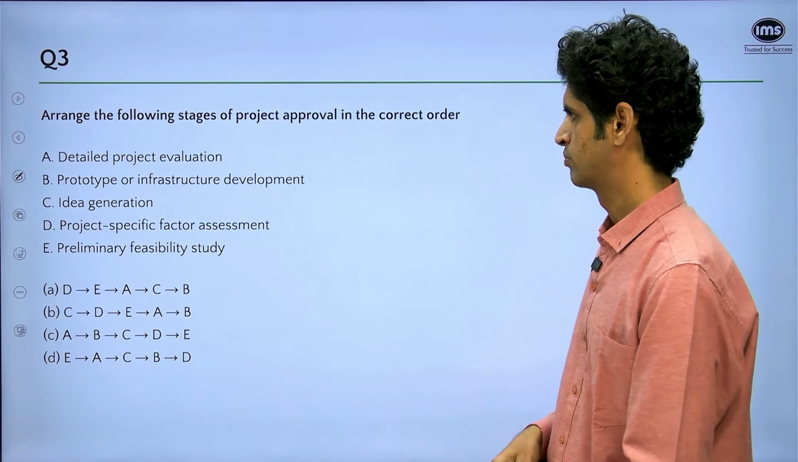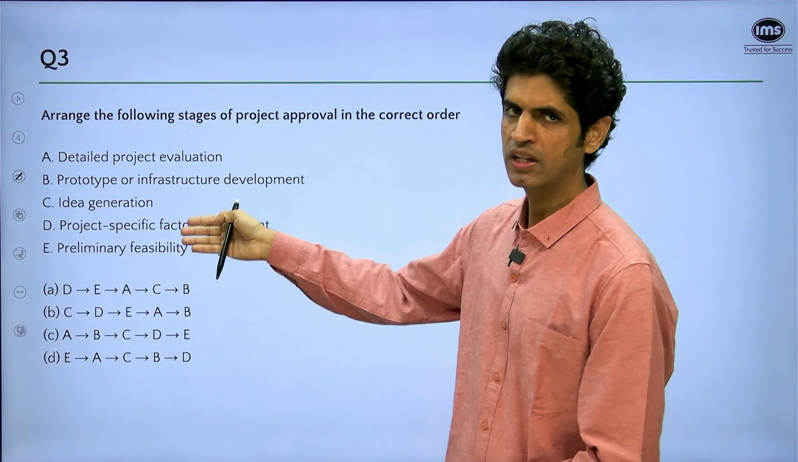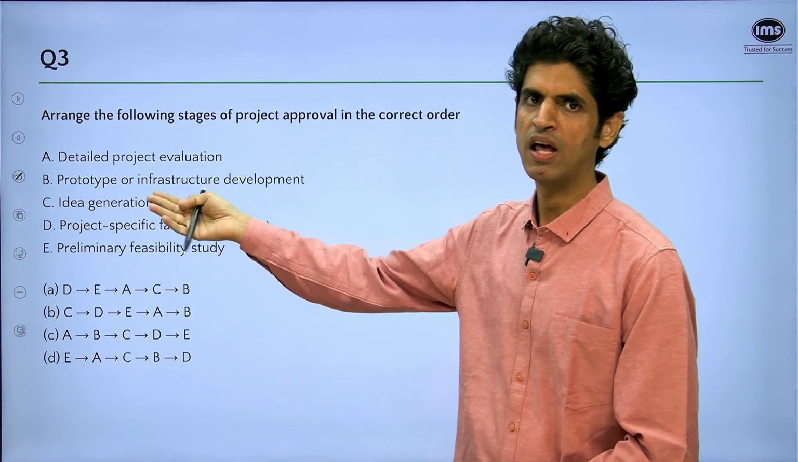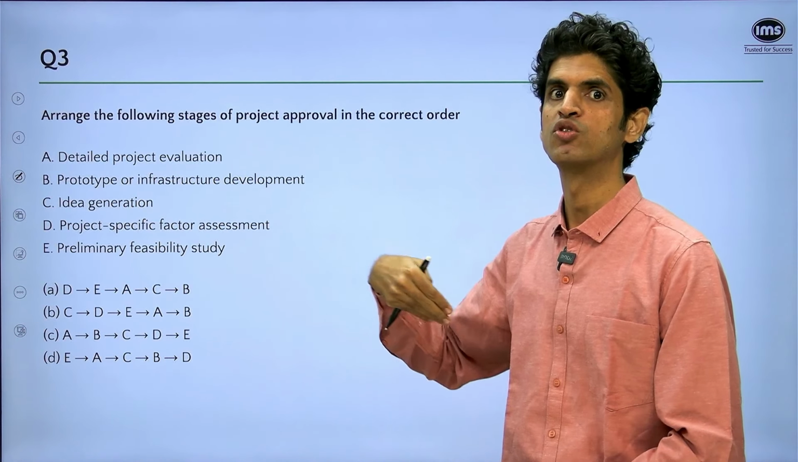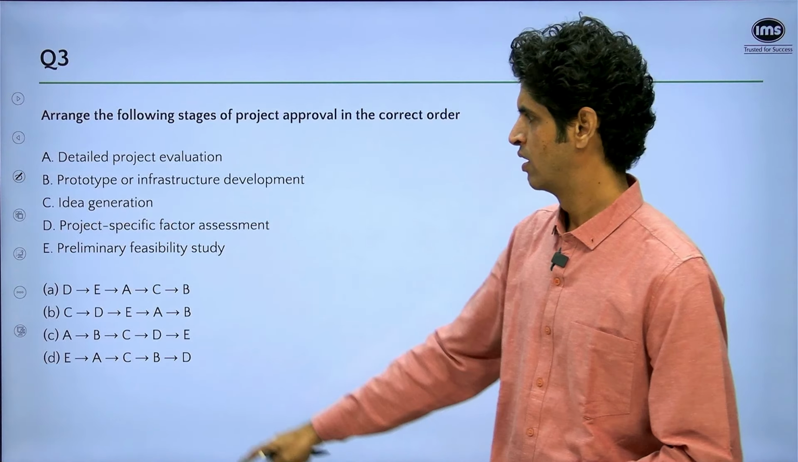For example, idea generation seems to be the one that will precede everything else. Prototype is something that will happen once you've defined what the product is going to be, what the idea is going to be, how big it is going to be. Detailed project evaluation, not the first step, right? Project specific factor assessment. Project specific, not at the beginning. We are still going to go with idea generation as the first one.